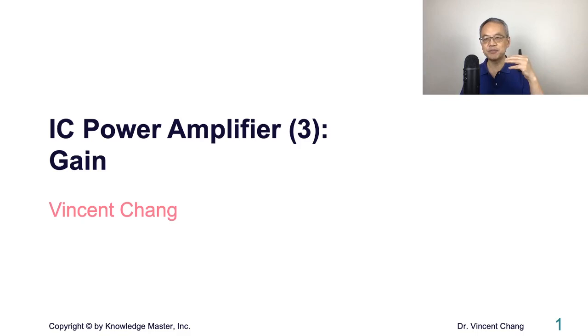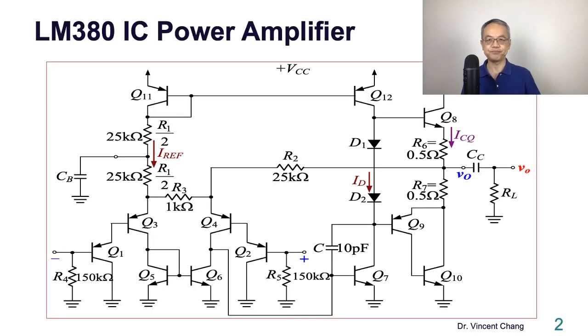In this lecture, I'm going to teach you about the AC analysis, the gain calculation of the IC power amplifier. If you remember, in the previous video, I taught you about the DC analysis of the IC power amplifier. So here's the IC power amplifier, the LM380. You have the input stage, gain stage, and the output stage, and on the top is the bias.